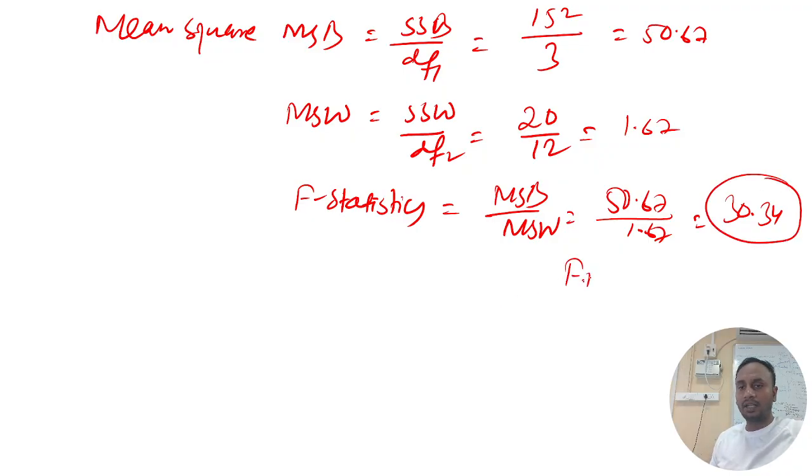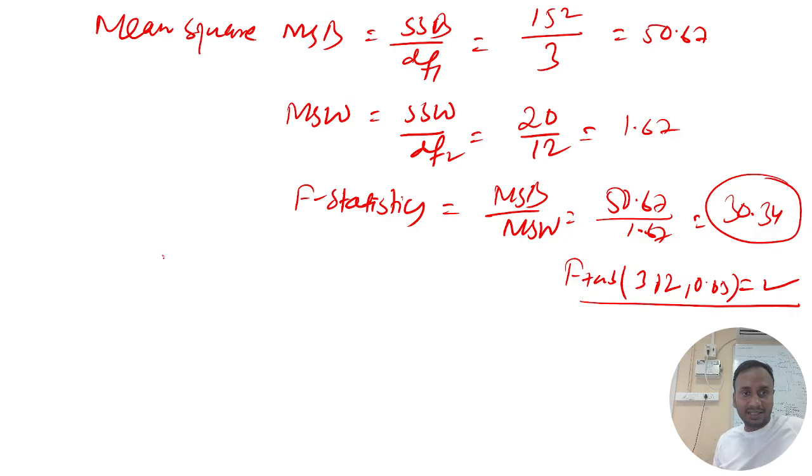Now we can get the F tabulated. How much? 4 minus 1, 3 and 12 at 0.05, we will get some value from the table. We can take the decision. The next step is to estimate the variance component.